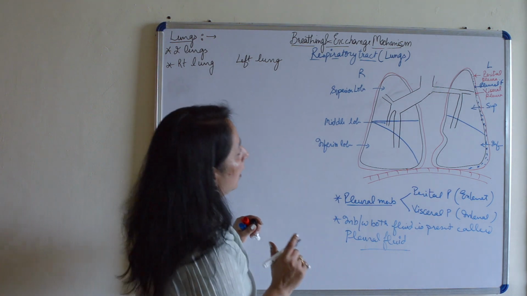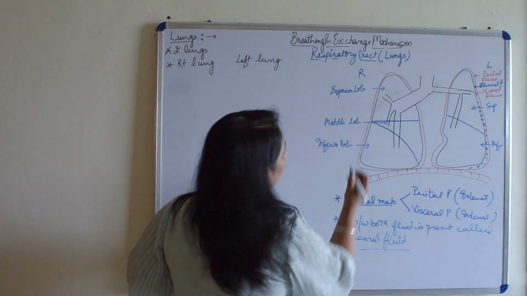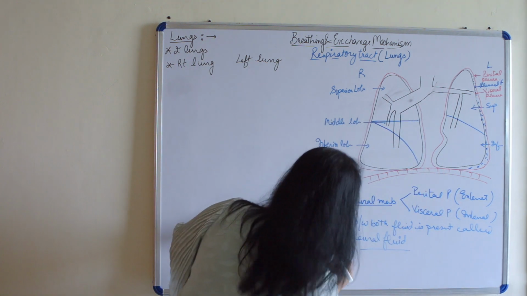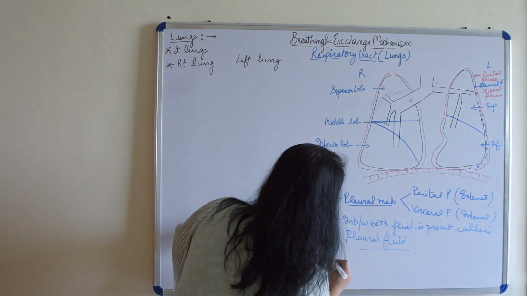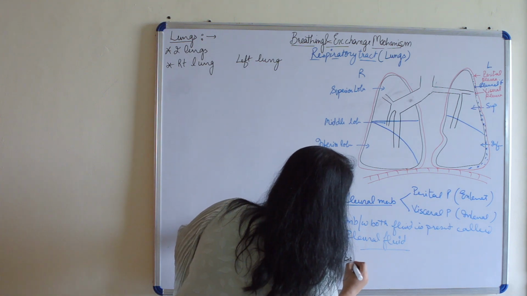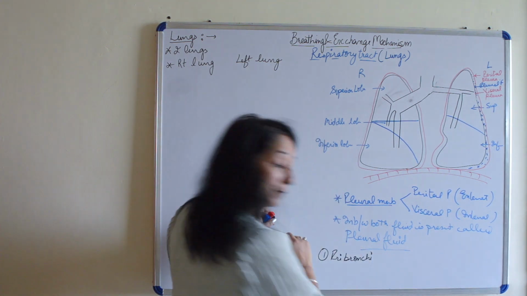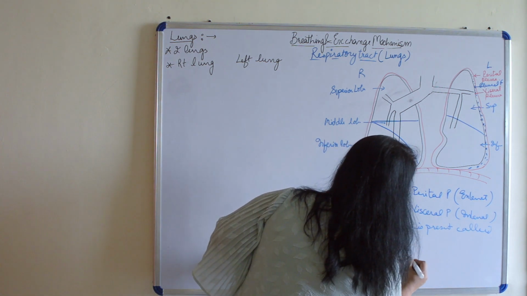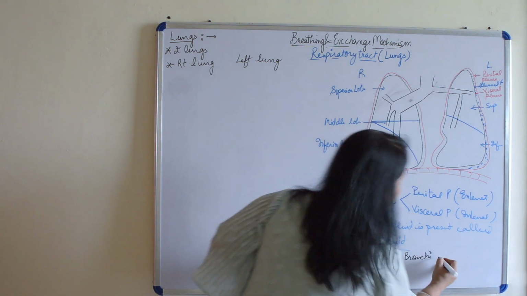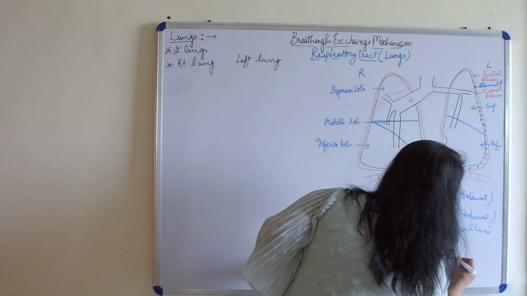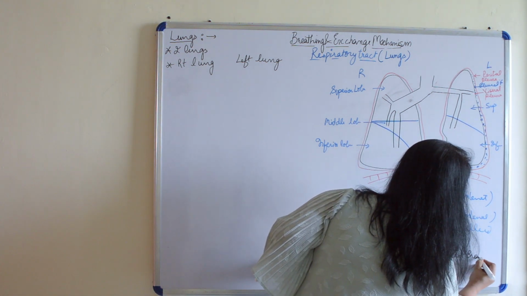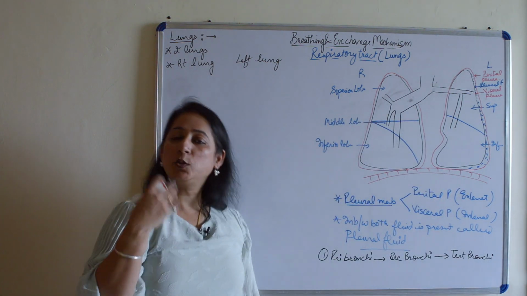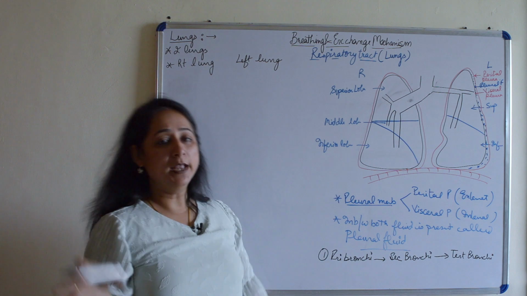First of all, where do I write? I write it here. First one is primary bronchi. After primary bronchi is the secondary bronchi. After secondary bronchi is the tertiary bronchi or bronchioles, you can say. Primary bronchi divide into secondary bronchi, then tertiary bronchi.